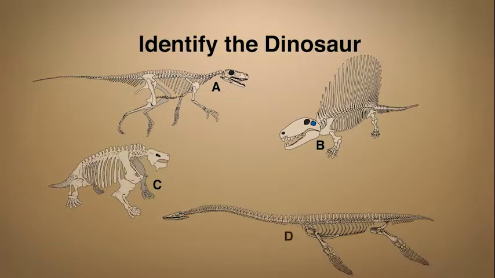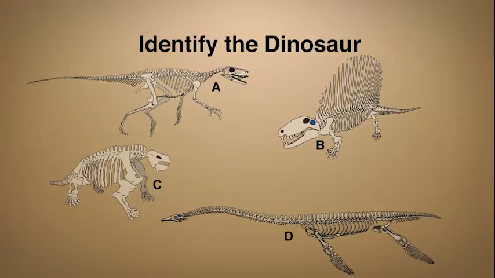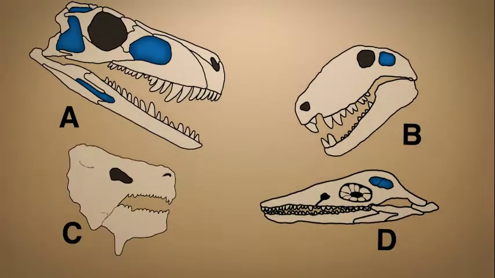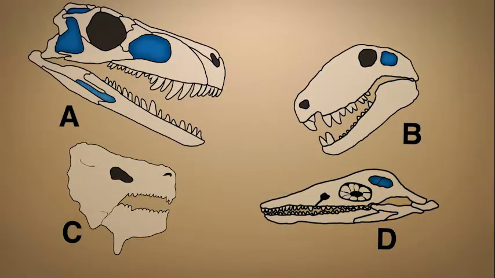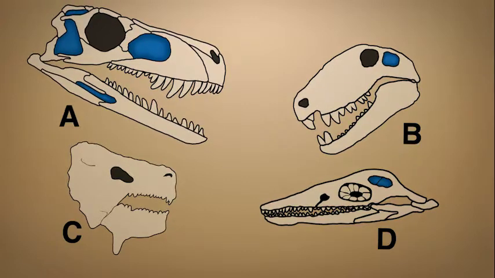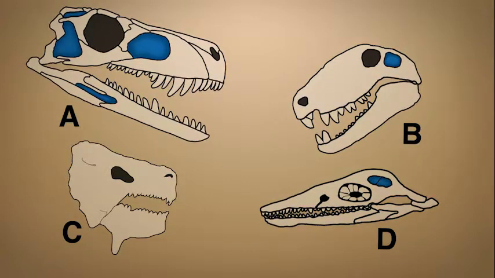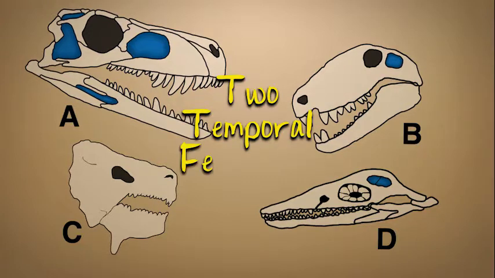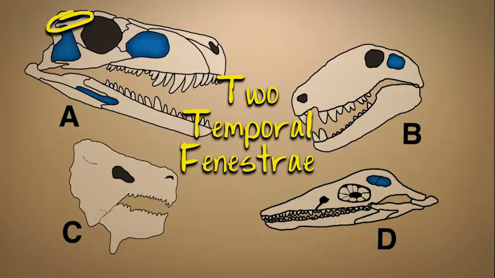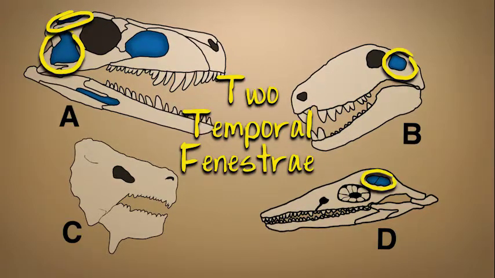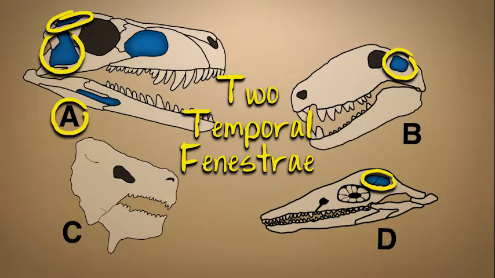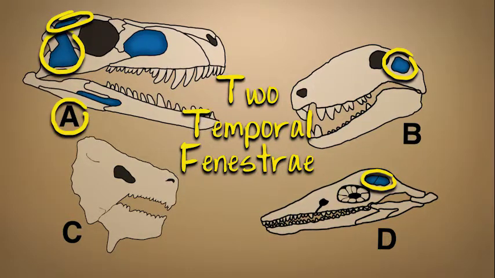Let's go back to those 4 skeletons and see if we can figure out which one might be a dinosaur. Here are their skulls. Which one do you think is a dinosaur? Remember, dinosaurs are diapsids. That means they have 2 temporal fenestrae on each side. So, the only one that could possibly be a dinosaur is A. But not all diapsids are dinosaurs.